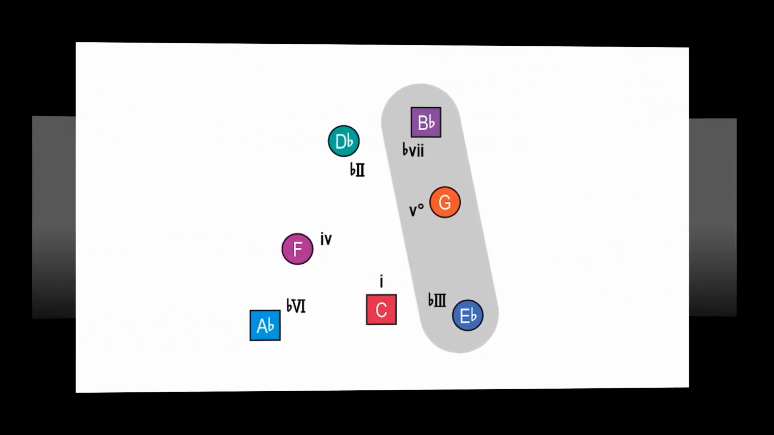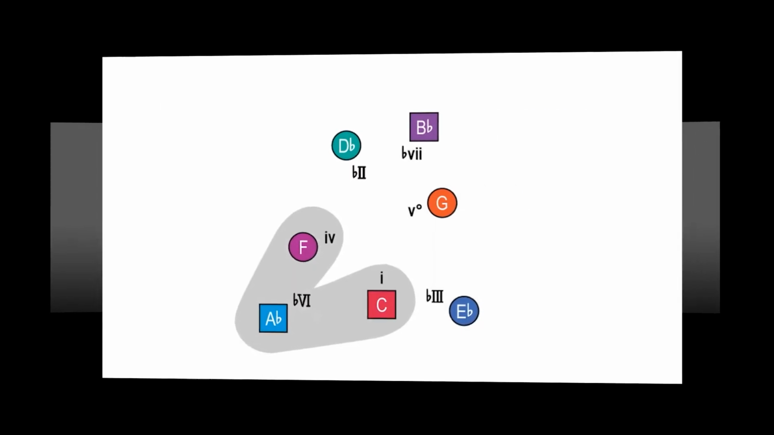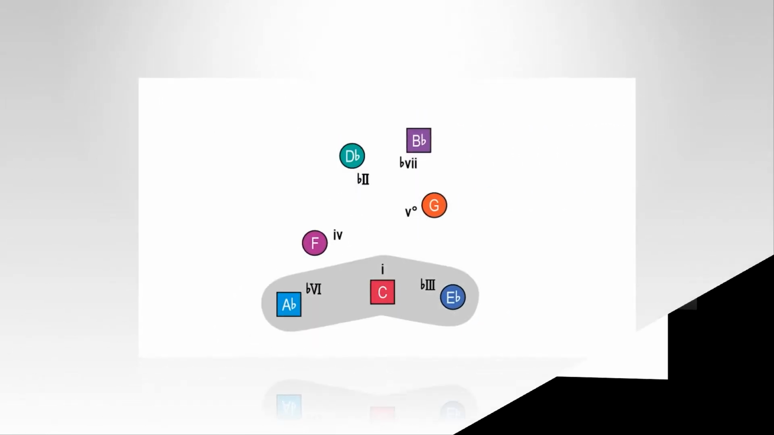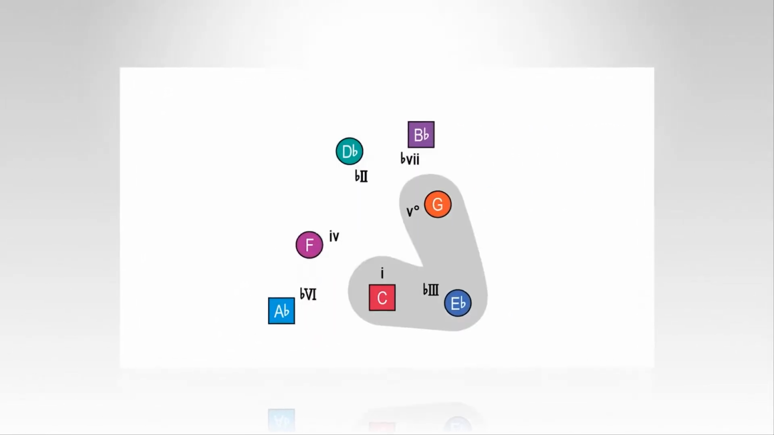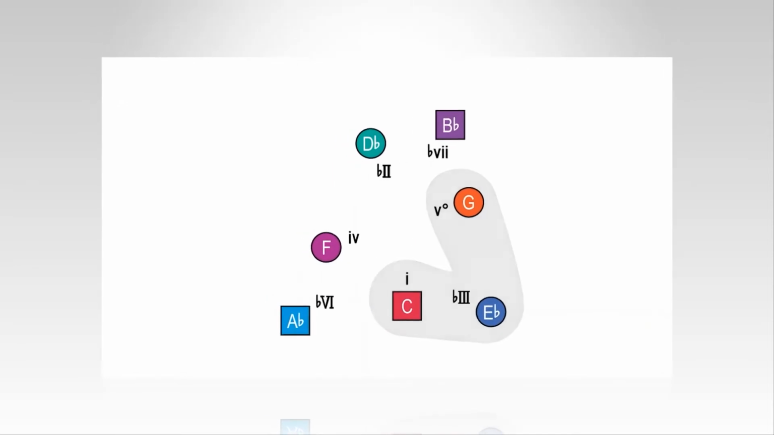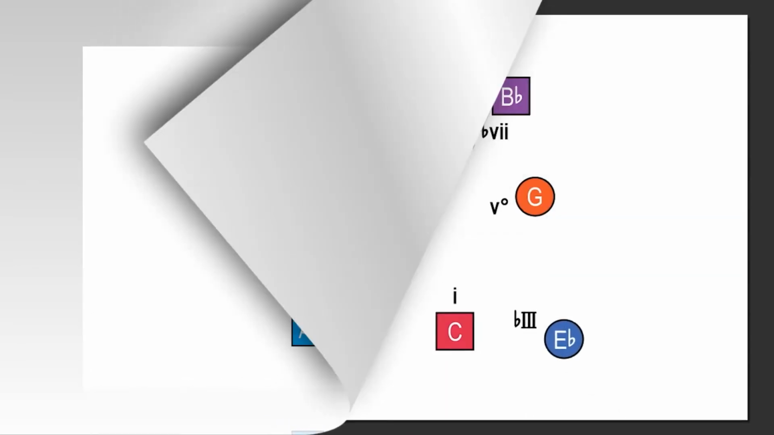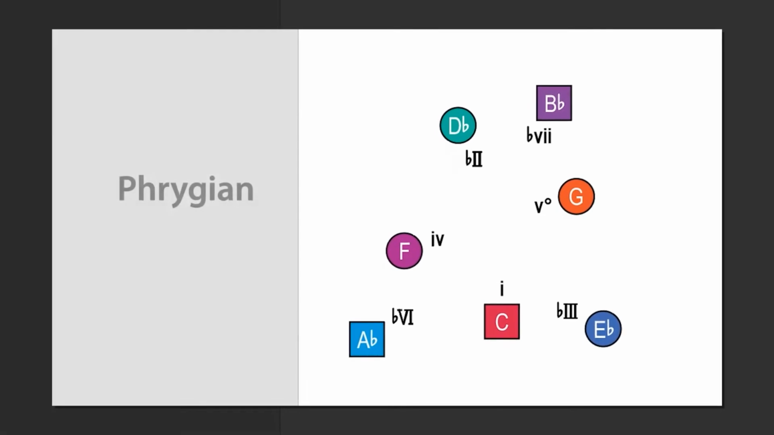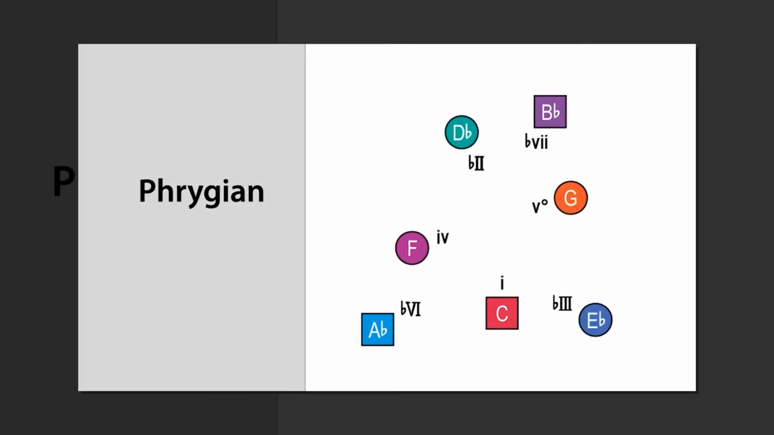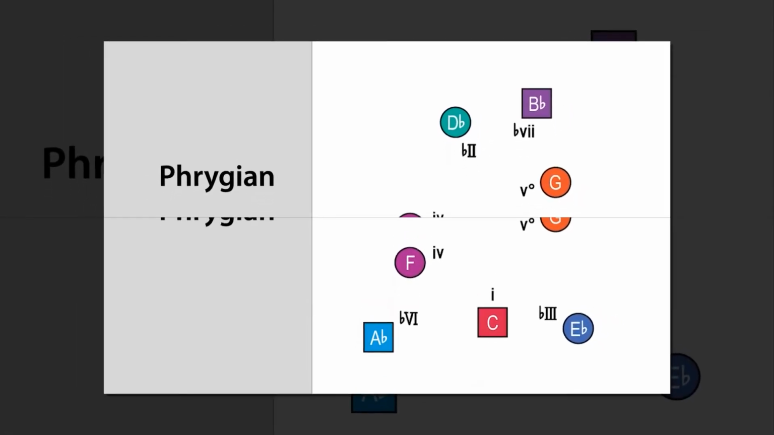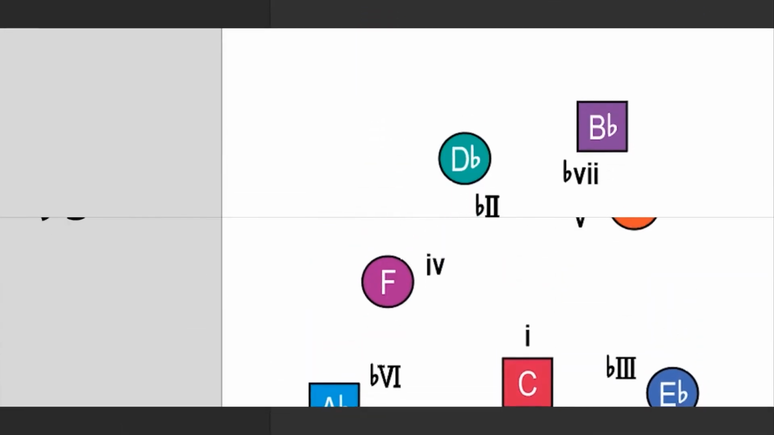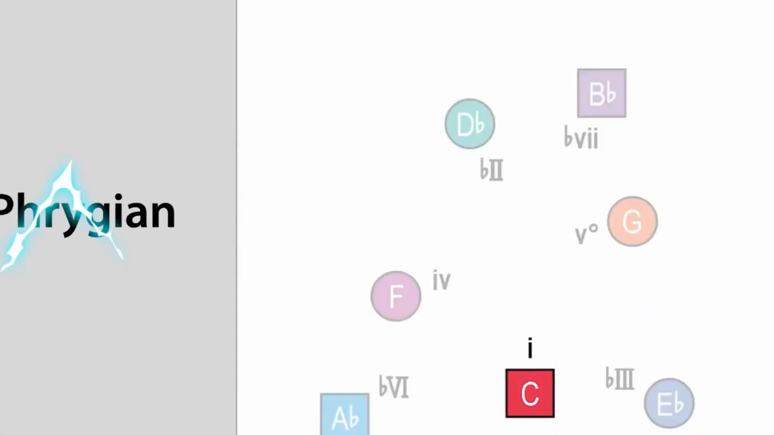To use an example, let's compare the notes in the key of C for 2 modes. Let's look at the key of C Ionian and Phrygian. Key of C Ionian has the notes C, D, E, F, G, A, B, and back to C. Key of C Phrygian has the notes C, D♭, E♭, F, G, A♭, B♭, and back to C.